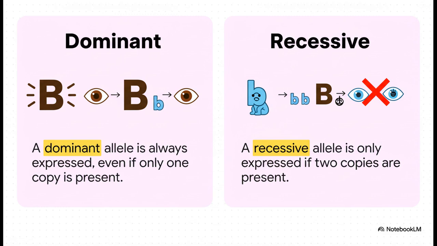So how does the genotype become the phenotype? It really depends on whether the alleles are dominant or recessive. A dominant allele is kind of like the loud one in the room. If it's there at all, it's the one that gets expressed. A recessive allele is a bit shyer. You only see its effect if you've got 2 copies of it, with no dominant one to boss it around.